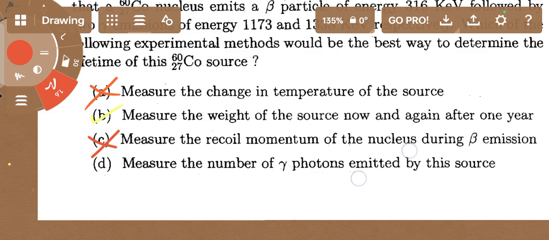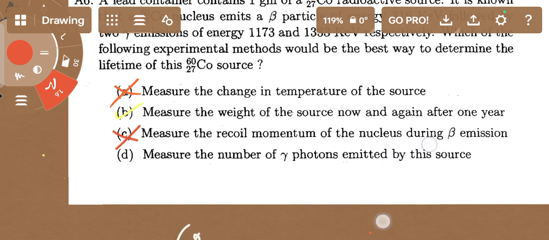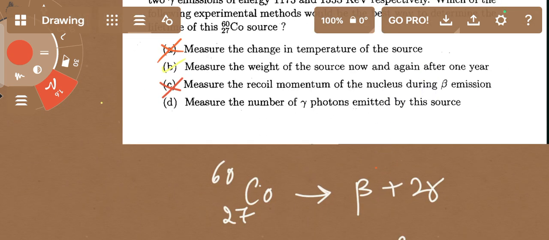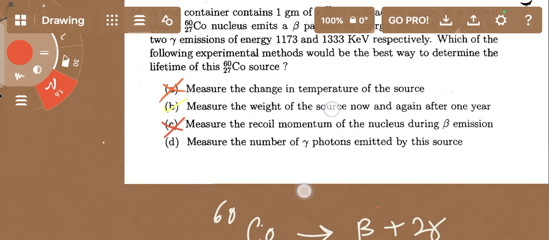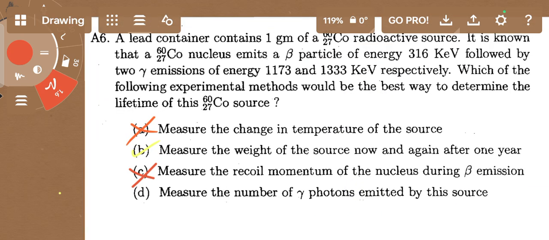Now the last option is measure the number of gamma photons emitted by this source. Again, gamma particle doesn't have a mass. A gamma particle only attributes to the momentum conservation of the nuclear reaction, right? So again, it's related to the momentum part, not to the number of particles necessarily here. So gamma photons emitted by this source is not really related to the number of particles decayed or conserved in the cobalt radioactive source, like that.